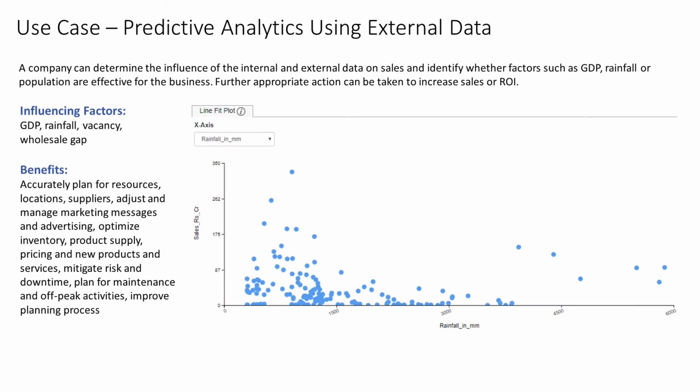This use case considers the analysis of external data for decision-making. A business often needs to combine internal data from its own data repositories with external data to analyze things like rainfall, population growth or changes, gross domestic product, and other data points.